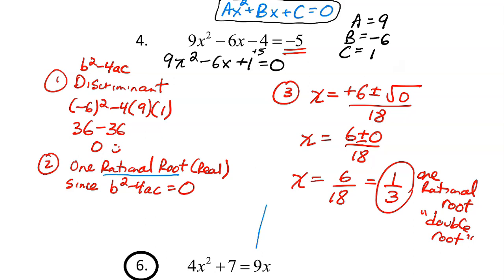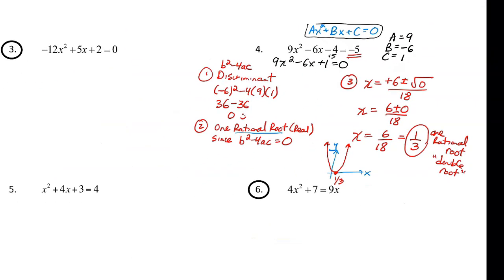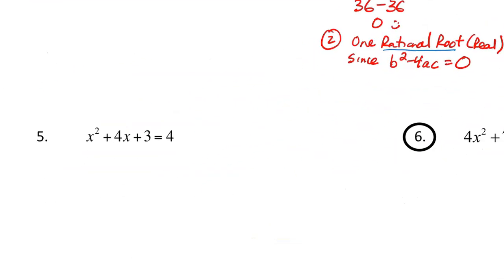That means if you were to sketch a graph of this quadratic function, it's going to bounce off the axis at 1/3. So it's going to come down here, hit the axis, and then go back up. So knowing the discriminant equals 0 tells you a lot about what the graph looks like. It's just going to bounce off the axis at one place, and then using the quadratic formula, we could find where that one place is. That was number 4. Let's look at number 5.